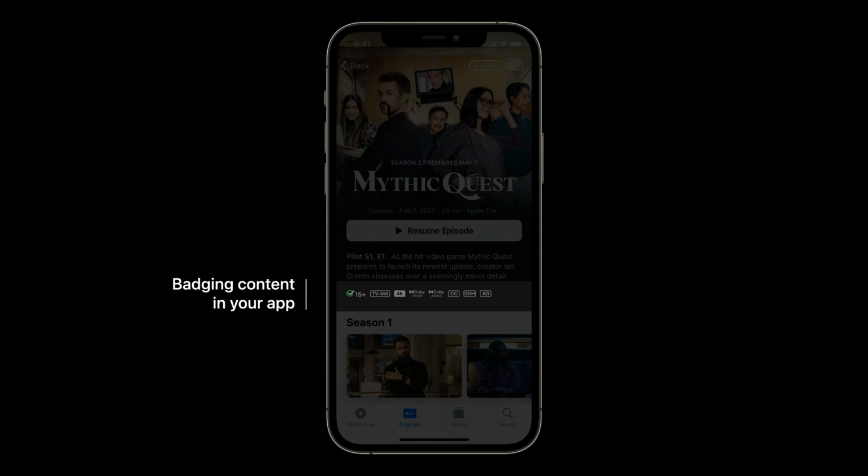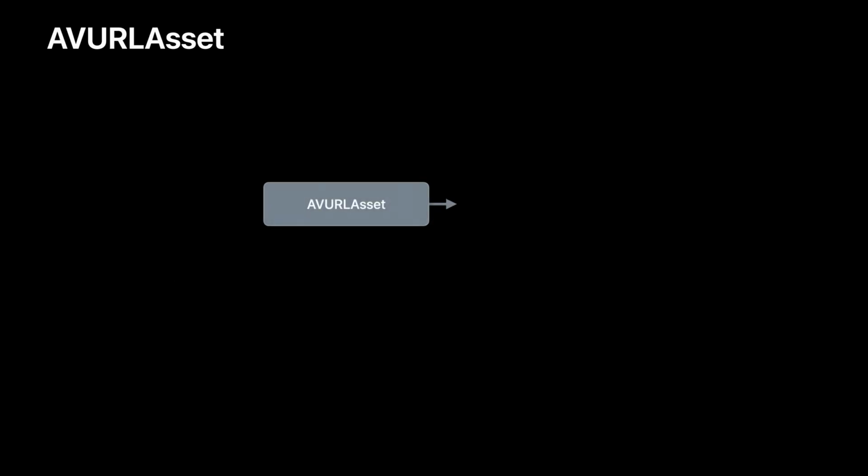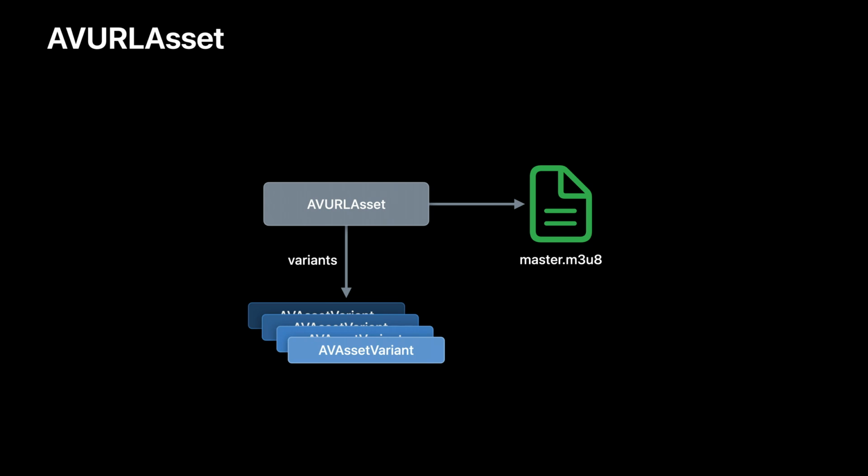Earlier, you had to get such information out of band. Now, in iOS 15, you can directly inspect the HLS playlist to infer them. For that, you start with an AVURLAsset pointing to the location of your master playlist. Later on, you can obtain the HLS variants via the variants property.